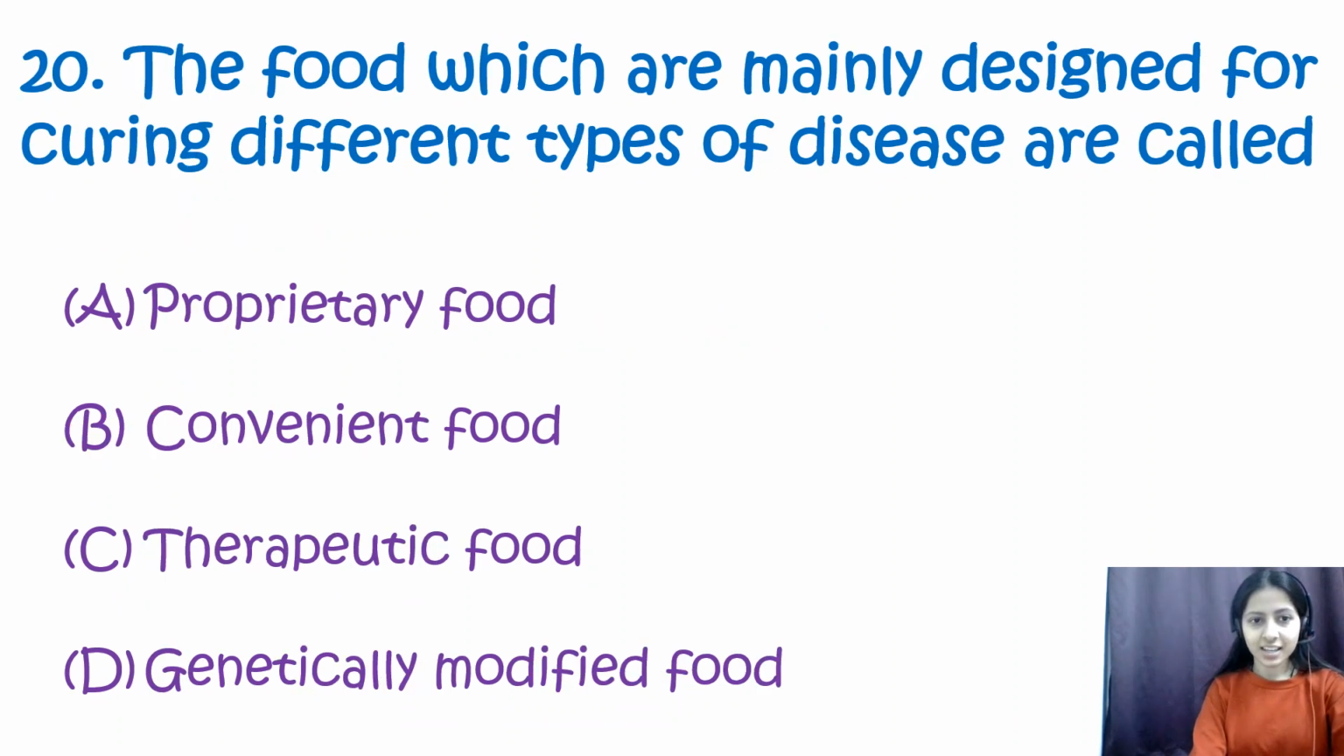Number 20. The foods which are mainly designed for curing different types of diseases are called A, proprietary food, B, convenient food, C, therapeutic foods, and D, genetically modified food. The correct option is option number C, that is therapeutic foods.